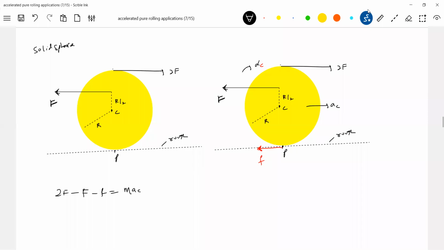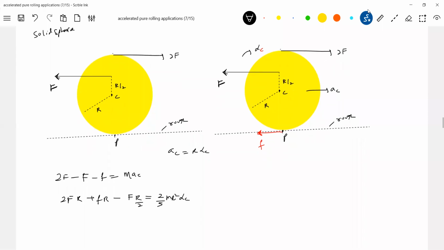Then what about the torque equation? 2F into R, then plus small f into R minus F into R by 2 is equal to 2 by 5 mR square alpha c. And for pure rolling, AC equal to R alpha c. Solving this, we'll get expression for the friction.